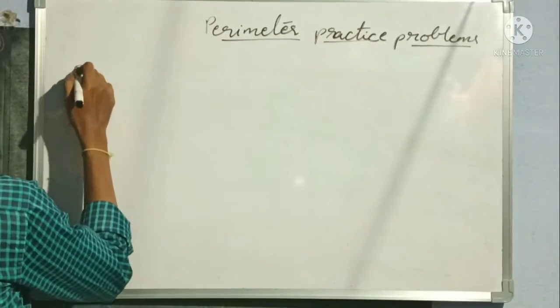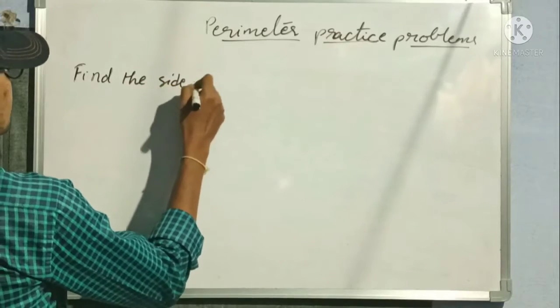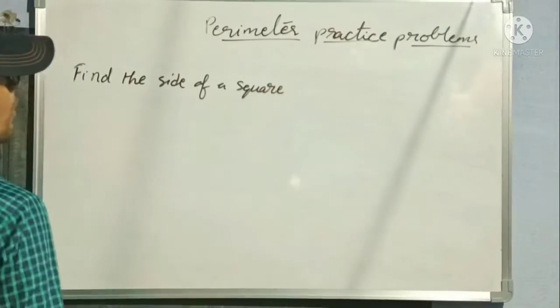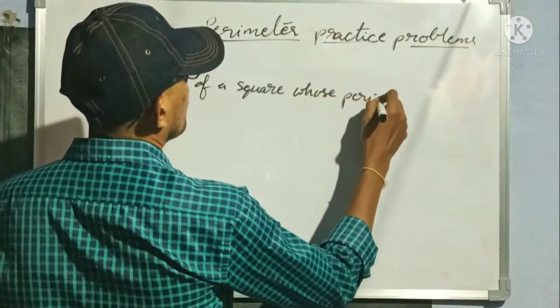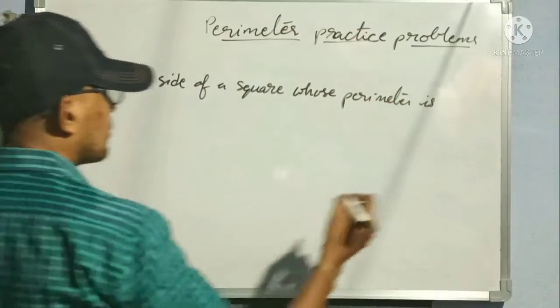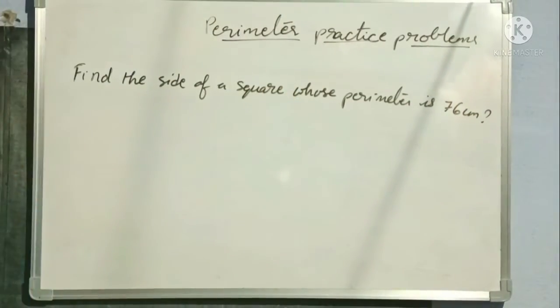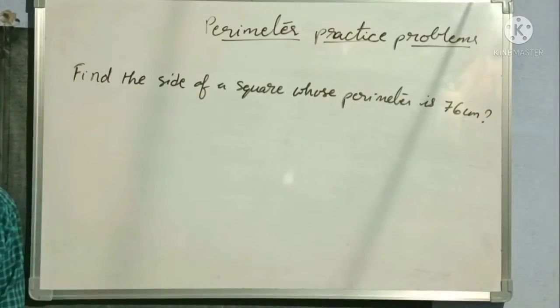So find the side of a square whose perimeter is... okay, this time I am going for a simple quick calculation, that is 76 centimeters. Okay, so find the side of a square whose perimeter is 76 centimeters.